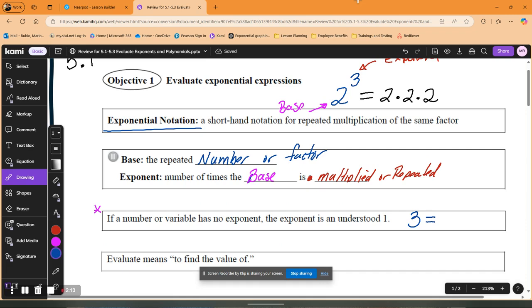Or let me write it this way. Let's say we had the number 3. That's the same as 3 to the power of 1 because it's 3 multiplied by itself 1 time. So it's just 3.